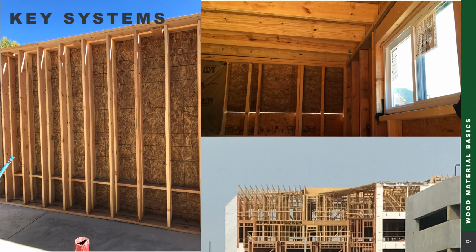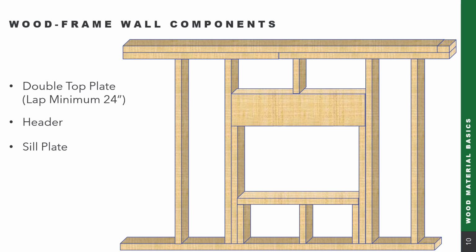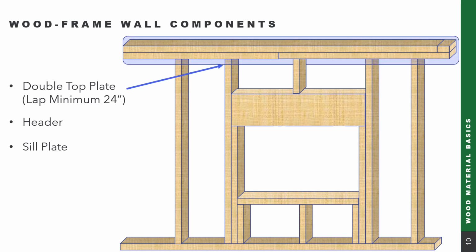Key systems that we look at with our wood frame buildings: walls, floors, and roof systems. So let's dig into those a little bit. First of all, with our wood frame wall components, we have the double top plate, whereas we take two pieces. Quite often, if it's either 2x4 or 2x6, depending on the thickness of the wall, we'll have two of these products on top of each other.